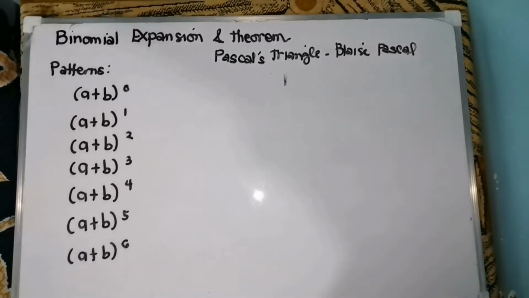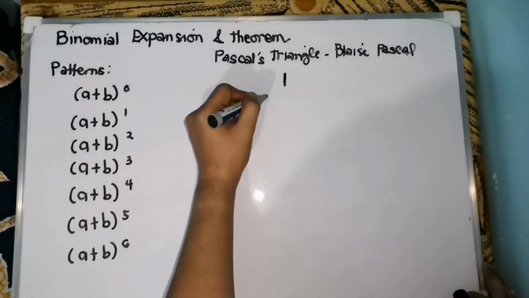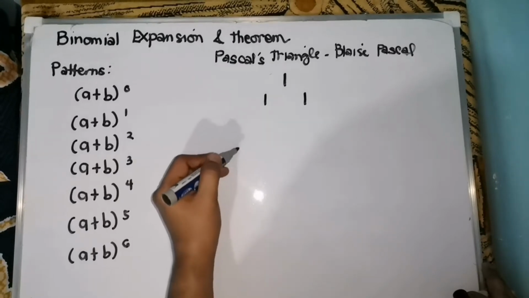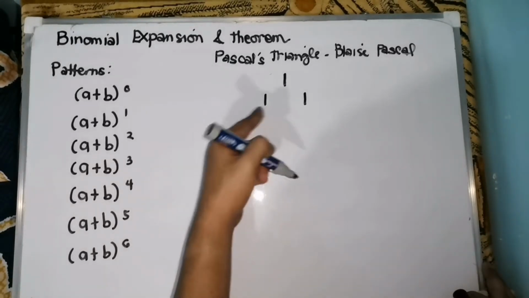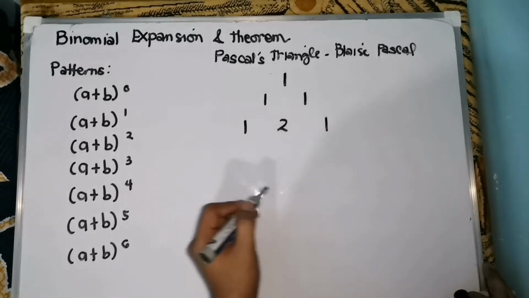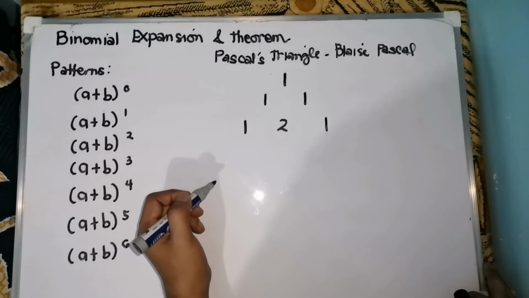And then a plus b raised to 1 is 1 and 1. And then a plus b squared is 1, then 1 plus 1 is 2, then 1. So mapapansin nyo, yung una at hulihan ay always equal to 1.